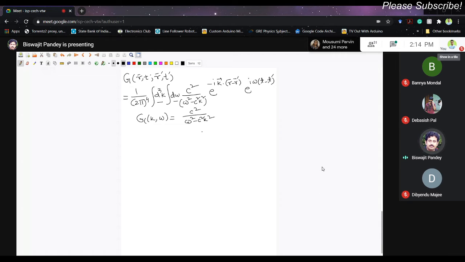If you integrate omega from minus infinity to plus infinity, we encounter two singularities, one at omega equal to plus ck, another at minus ck. So these are two distinct singularities in omega. So how to solve this problem?